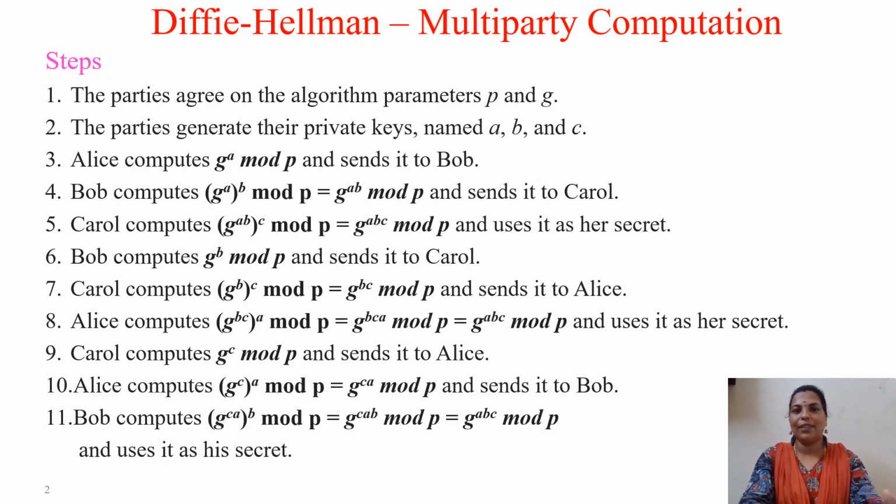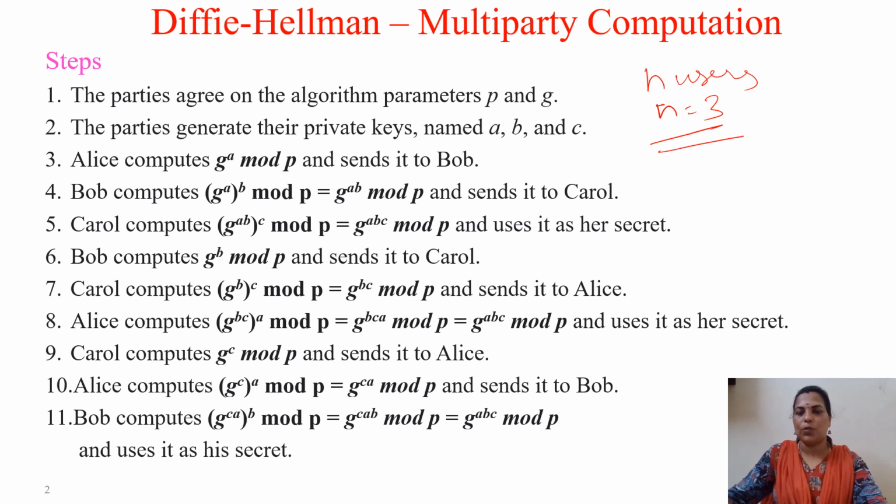Already, we have learned how to exchange the key between two users, and we solved one problem also. So now we are going to learn how to exchange the key between n users. Here we are considering n equal to 3 users for simplicity purpose. If n is any number, 4, 5, 6, it means we only have to follow the same procedure.